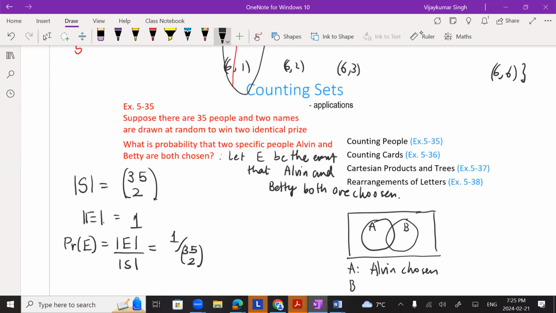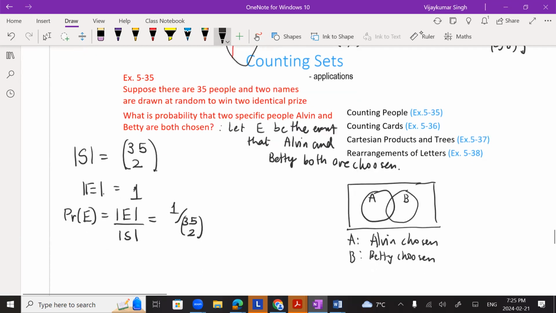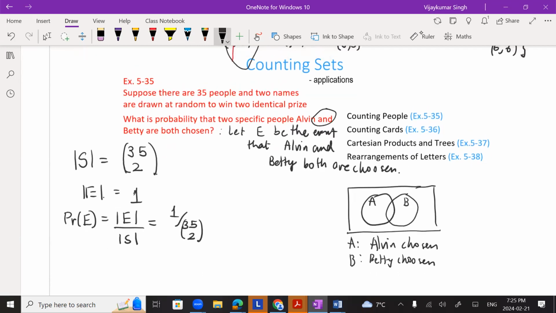Event B, what? Betty is chosen. And when we say A and B, both, and when we say "and", it's basically an intersection, right? What is common in both of them? Exactly 1, because we are choosing two people, right?